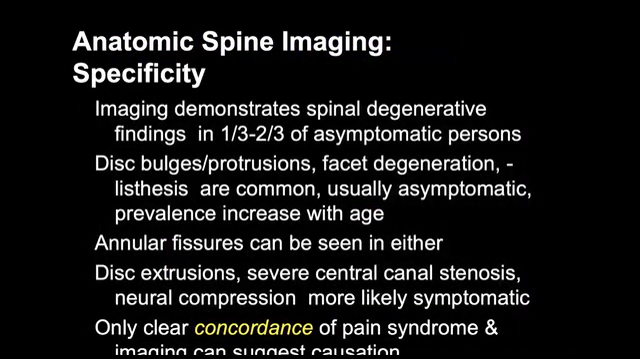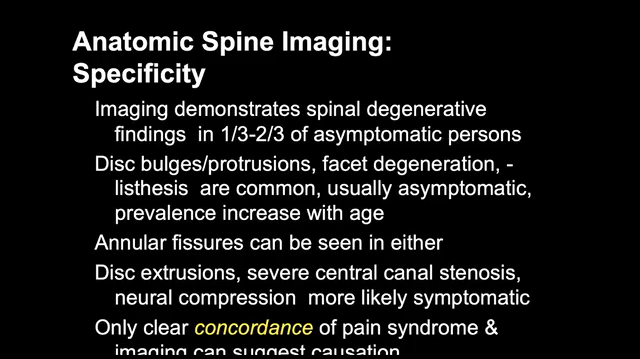So when we talk about spine imaging, most of what we're doing with MRI is anatomic or morphologic spine imaging. We remember the specificity issues that we have. Imaging demonstrates spinal degenerative findings in anywhere from 1/3 to 2/3 of non-symptomatic persons. Things like bulges, small protrusions, facet degeneration, listhesis are common. They're often not symptomatic or not a major contributor to symptoms, and their prevalence increases with age.